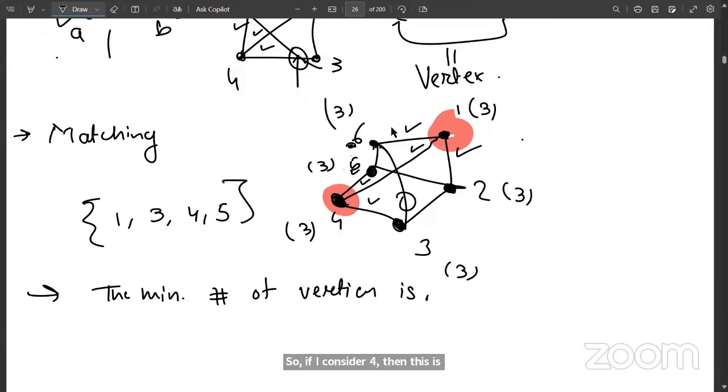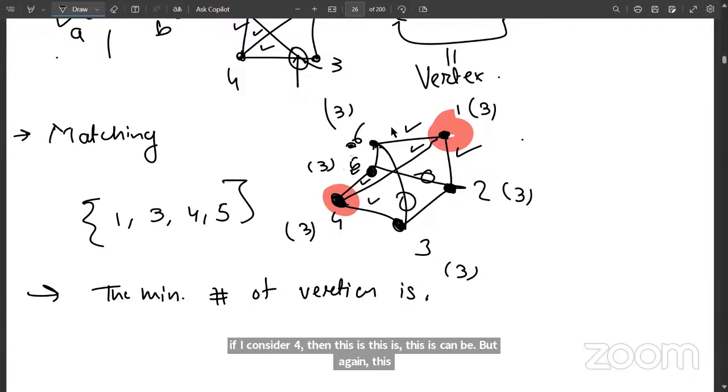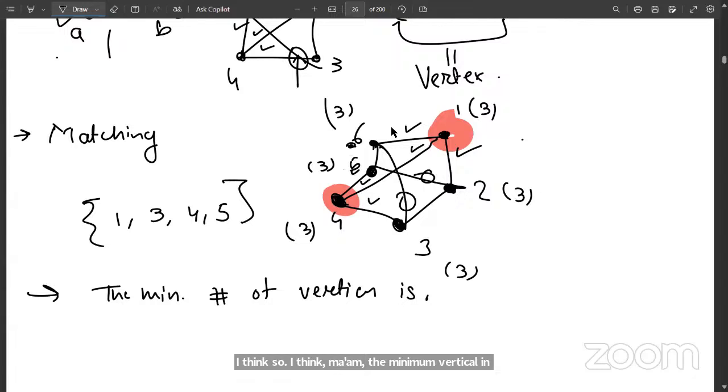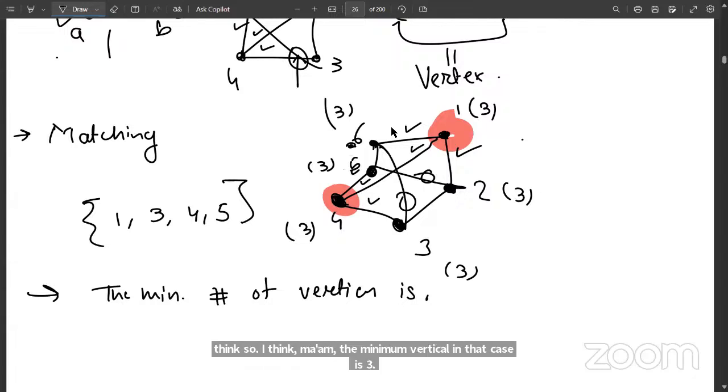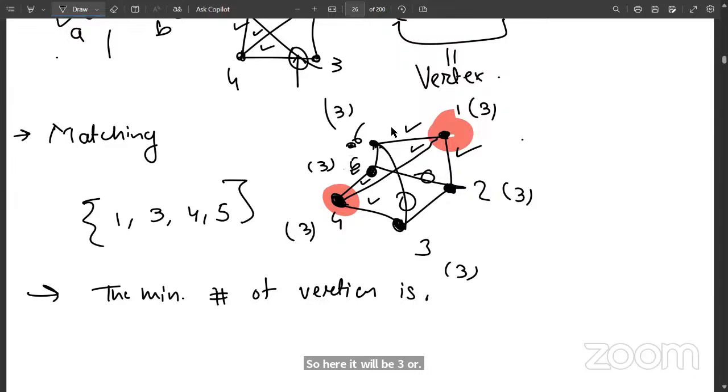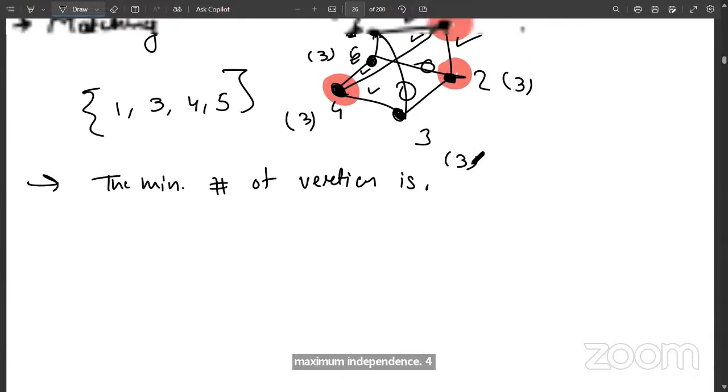Ma'am, I think the minimum vertex cover in that case is 3. Yes, 3 elements. And 1, 4, 3 or 1, 3, 5 can be considered. Yes, only 3, ma'am. Fine. In this case, the maximum independent set is also 3, and you can find it as the complement of this.